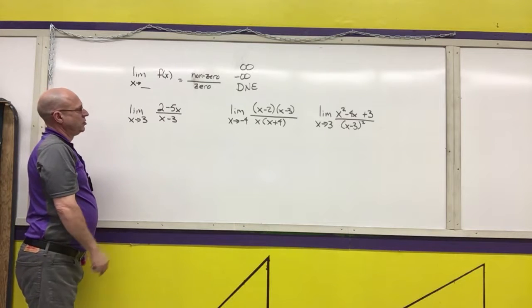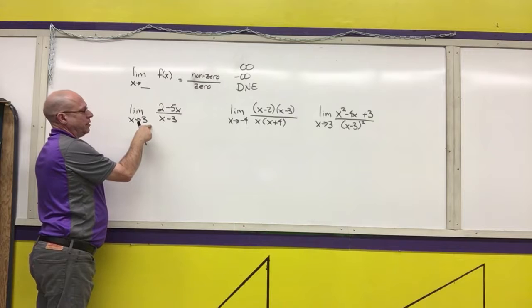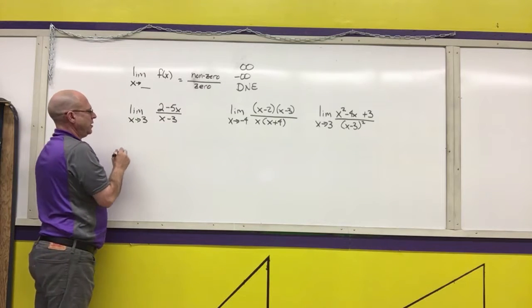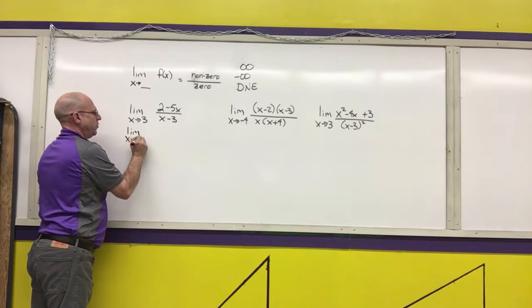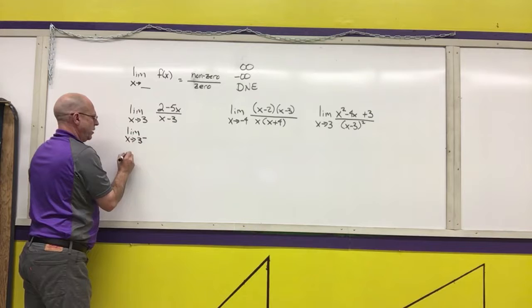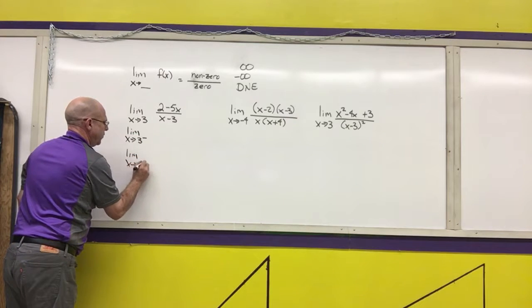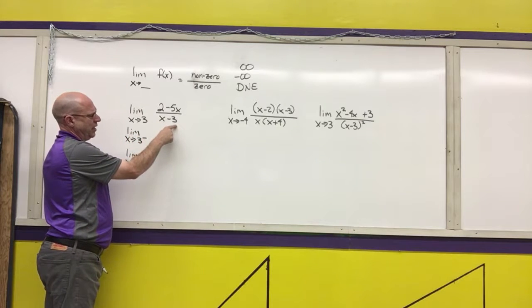So let's look at the first example. I want to know the limit as x approaches 3. I'm going to get a vertical asymptote because simplified I still have a linear term in the denominator. So I need to analyze it as x approaches 3 from the left and the limit as x approaches 3 from the right. Notice when I put a 3 in here, I get a 0 in the denominator.